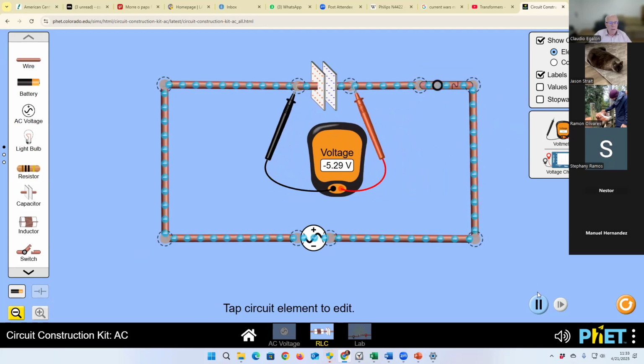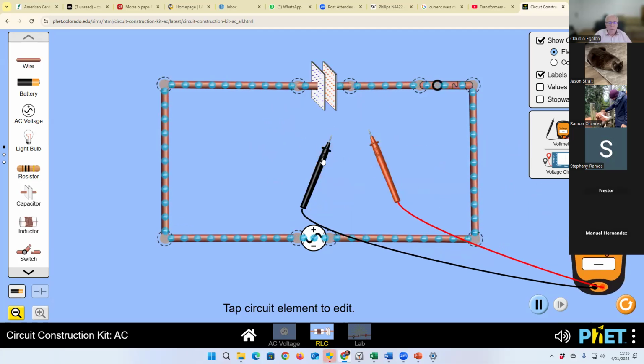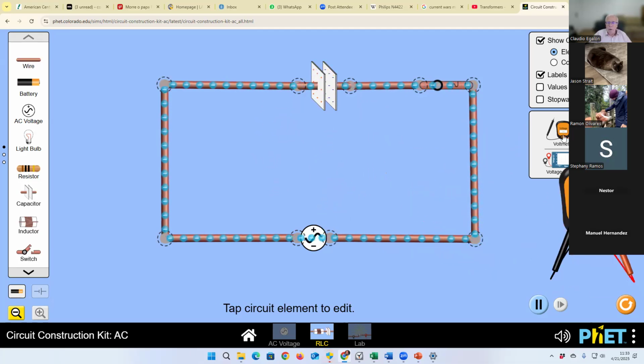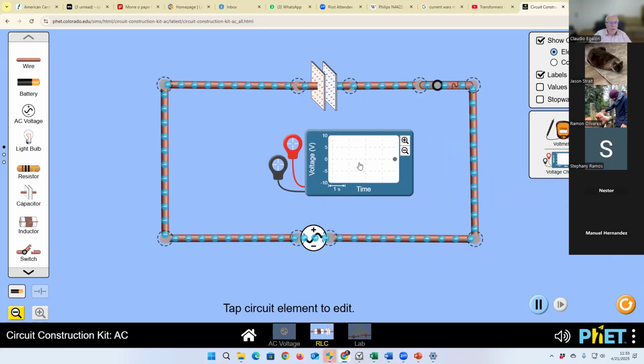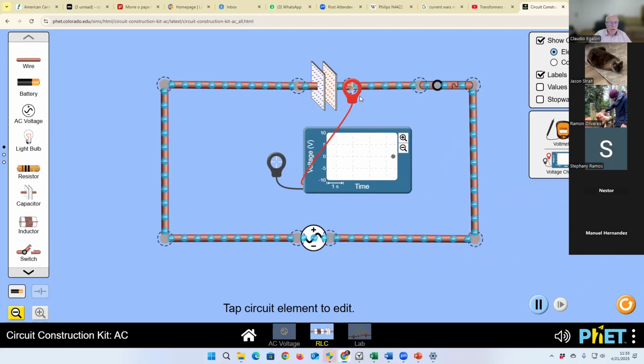Now I'm going to use an actual voltmeter. Okay, here you go. The voltage is oscillating back and forth. That's what you would see in real life. Or you can also measure the instantaneous voltage with this guy here. So here you go. And you also have another device that measures the current. See that, the current chart?